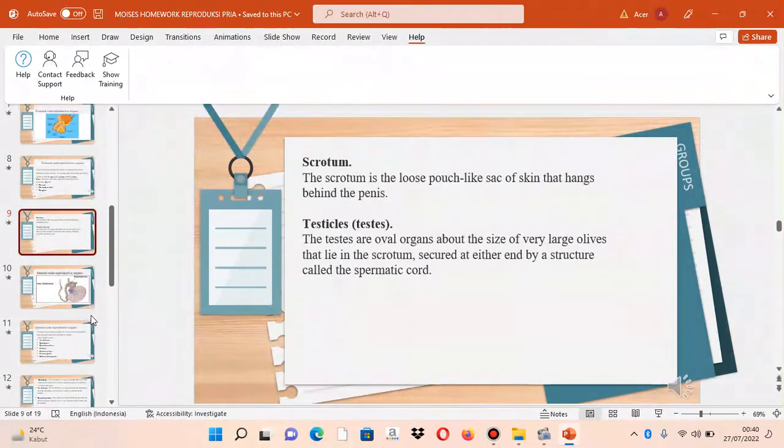Okay, the next, the scrotum. The scrotum is the loose-outlined sac of skin that hangs behind the penis. The testicles, or testes, are oval organs that lie in the scrotum, secured by a structure called the spermatic cord.